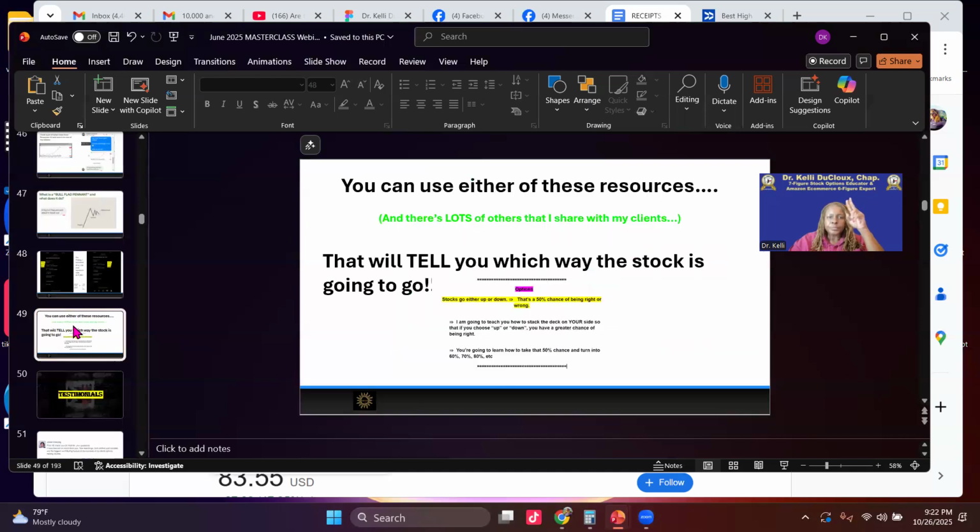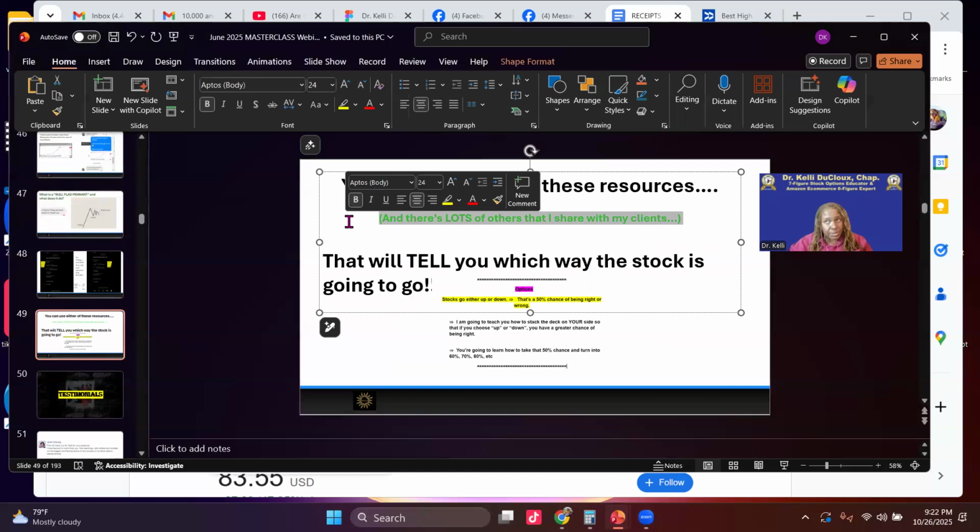You can use either of these 2 resources, and there are a lot of other resources that you do need, but this is what I help my clients do. The resources tell you which way the stock is going to go. And there are only 2 types of these: calls and puts. Either you say the stock is going to go up, so you get a call, or you think the stock is going to go down, so you get a put. Then you go to the secret website and pick the one that's in your price range. And then you make your percent ROI.